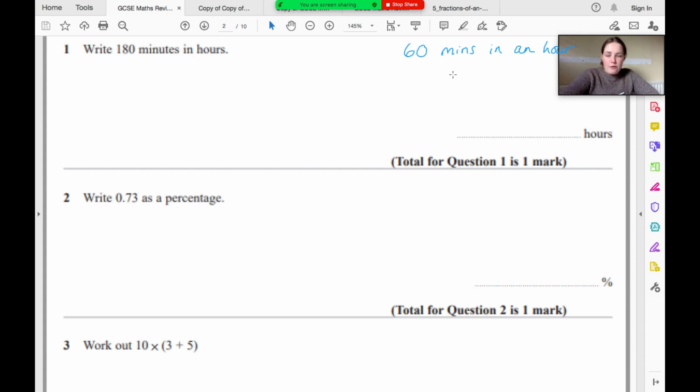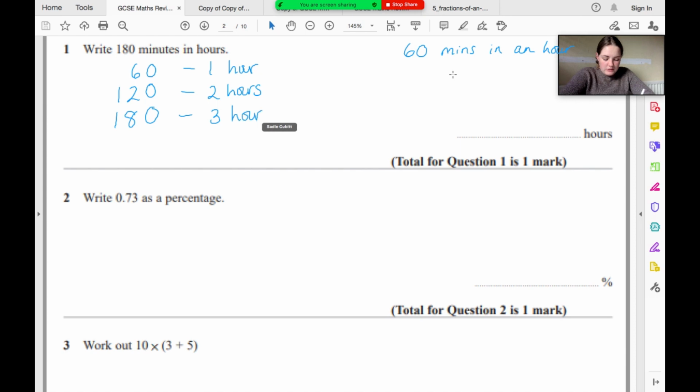So 60 minutes in an hour. So let's write this down, but let's write some 60 times tables, okay? Or even just the 6 times tables. So first of all, we've got 60 minutes. That's 1 hour. Well, 2 6s are 12, so 2 hours must be 120 minutes. And 3 6s are 18. Okay, so that must be 3 hours is 180 minutes. All right. So if you don't want to count up in 60s, count up in 6s and add the 0. Okay. So I know that it's exactly 3 hours.